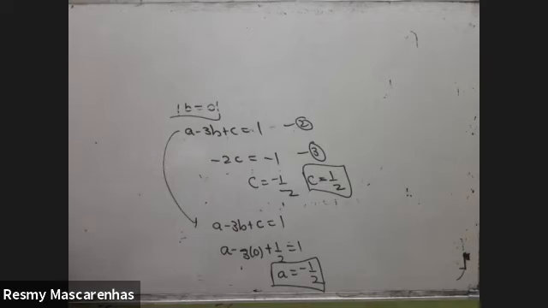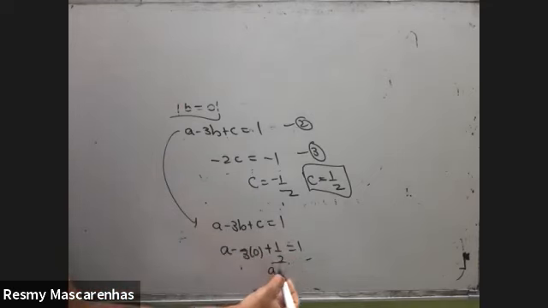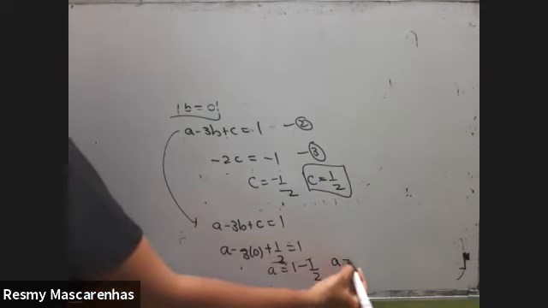Teacher, 1 minus half is half, no? That side is 1 there. Okay, wait 1 second. Sorry, I thought it was 0. So this will be 1. So this would be half.